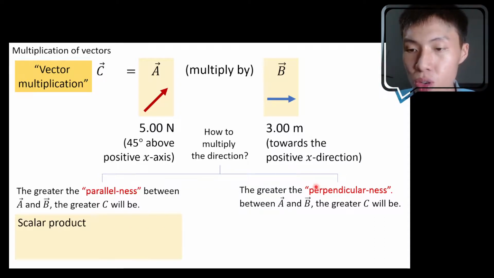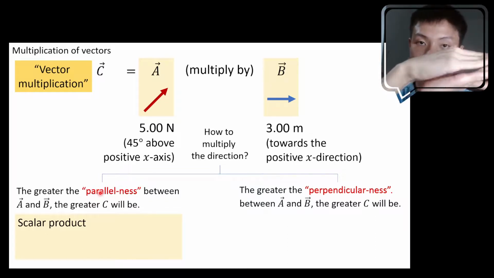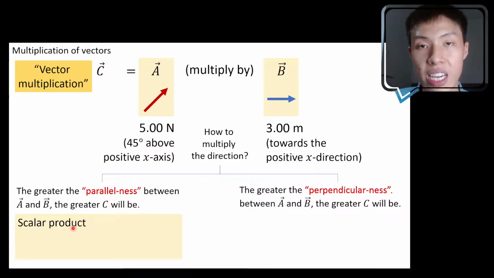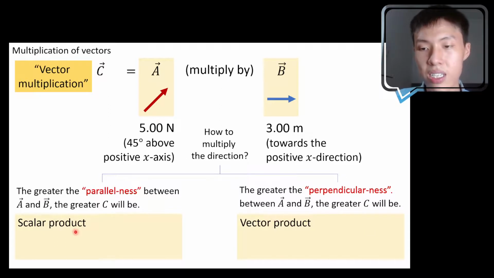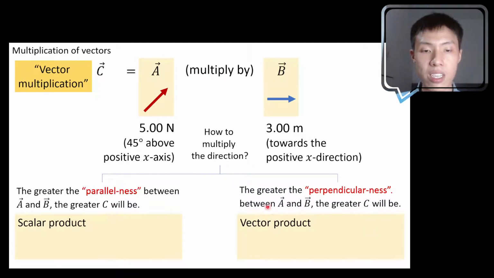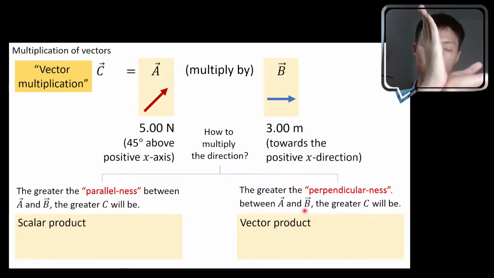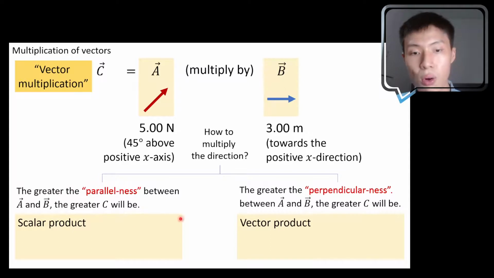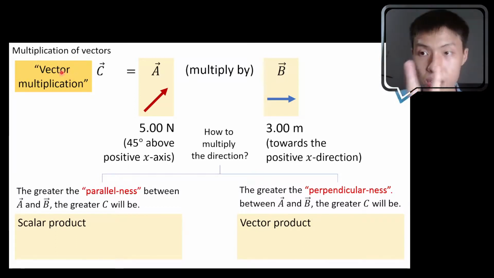So for parallel, if you want to have a greater result if they are parallel, then you have to do scalar product. Scalar product works like this: if it's very parallel, then you get great result. If it's vector product, then the more perpendicular you are, the greater the result. So these two are different types of vector multiplication. There are two types of vector multiplication.